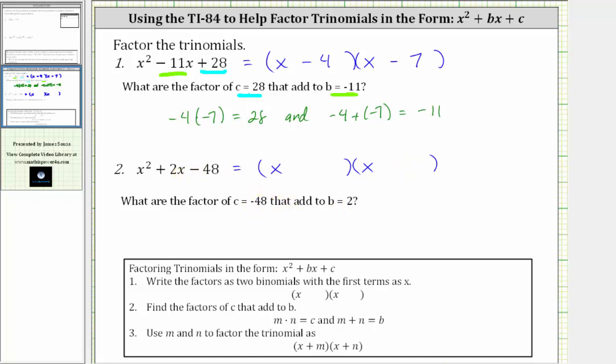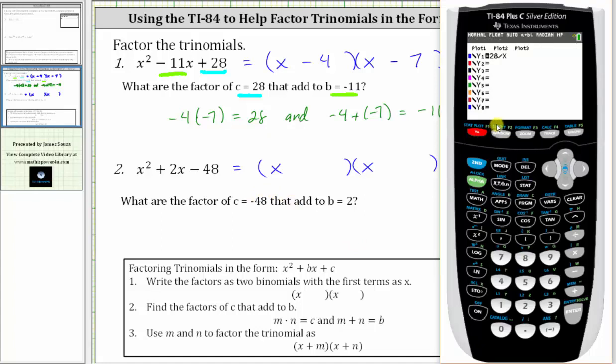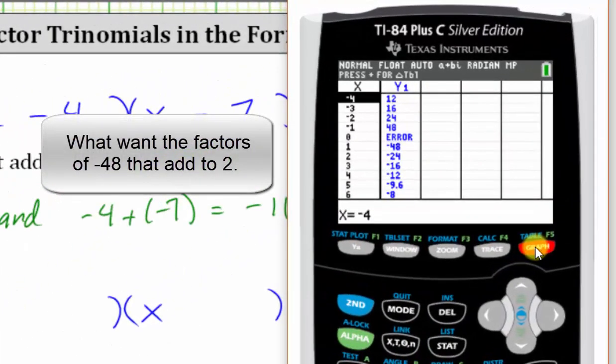So going back to the calculator, we press y equals, and again we enter c divided by x, which for the second example is negative 48 divided by x. Now I go back to the table by pressing second graph and look for the factors of negative 48 that add to positive 2. So here we see the factors of negative 4 and positive 12, which multiply and give us negative 48, but negative 4 plus 12 is positive 8. We need a sum of positive 2. So let's go ahead and keep looking. These two factors won't work. These two factors won't work. These two factors won't work. So let's scroll down and look for some additional factors.